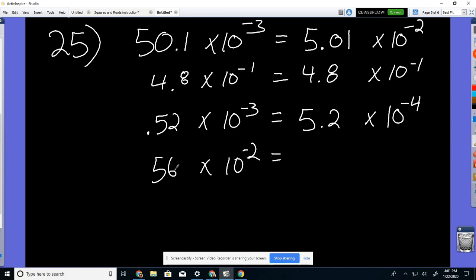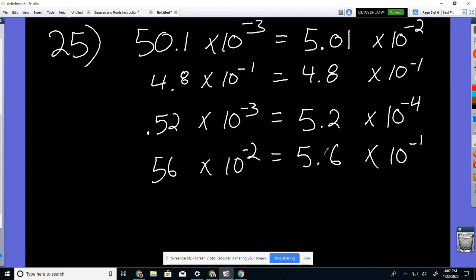And then here, I'm going to make this number smaller by moving the decimal. So I need to make my exponent bigger, which will give me 5.6 times 10 to the negative 1. If this is times 10 to the negative 2, I'm going to take my decimal place and move it twice. That gives me 0.56. If this is times 10 to the negative 1, I move my decimal place once. That is again 0.56. This value and this value equal each other. This one is just written in correct scientific notation.